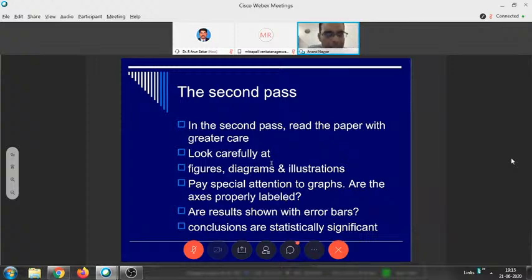Now see this. Look carefully at figures, diagrams, illustrations. That's the reason, everybody, that figures are sometimes very chunky and cluttered. I will show you some software which you can use to make those figures. I make my own figures with that software, and you can see in my papers how much clarity I have in my figures. Pay attention to graphs, very important.